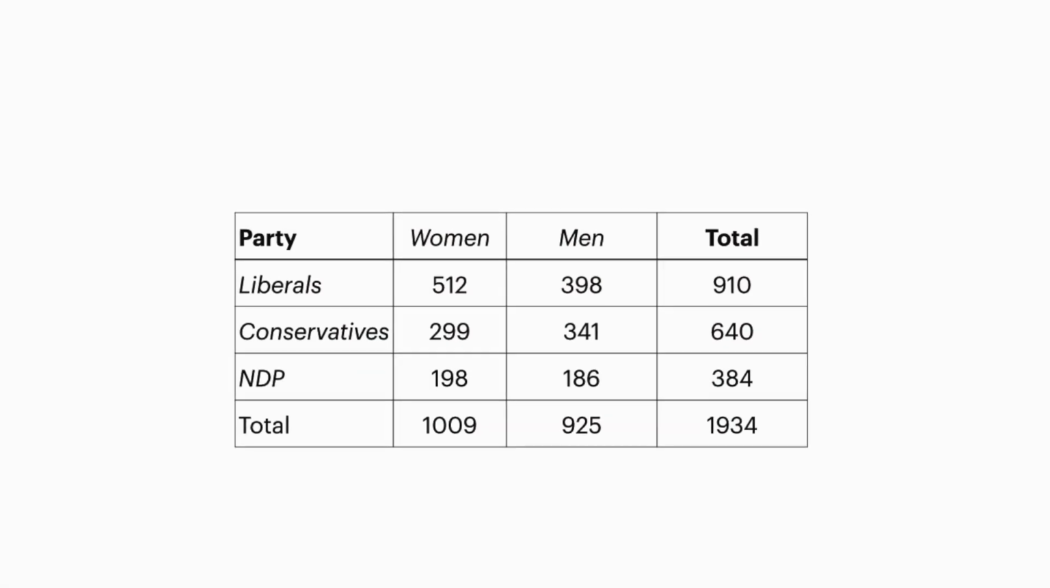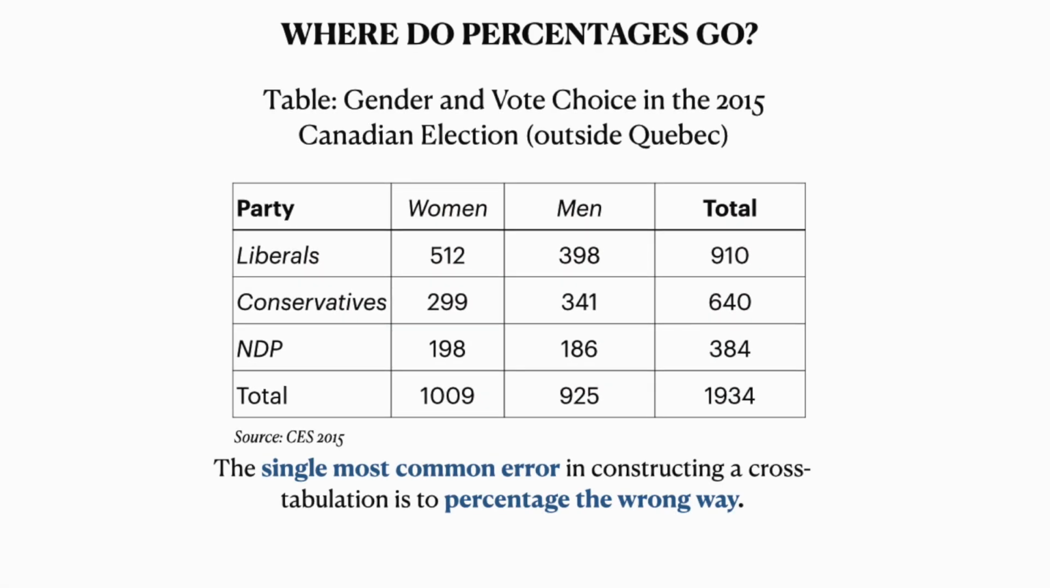One thing that's worth noting is that the number one mistake that people make when they're building a crosstab is that they put the percentages in the wrong place, or they calculate them in the wrong place. So I want you to think for a minute about whether you would want to calculate the percentages based on the columns, in this case, across women and men, or if you wanted to do it across rows, in this case, across Liberals, Conservatives, and New Democrats. The key for this is to think about where the independent variable is.